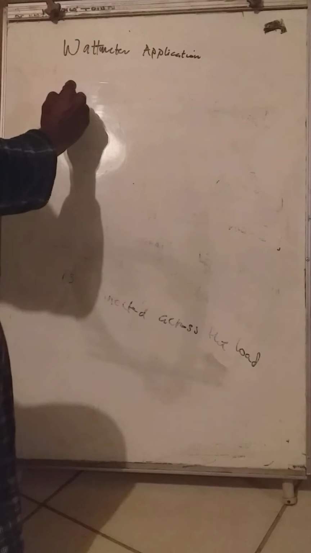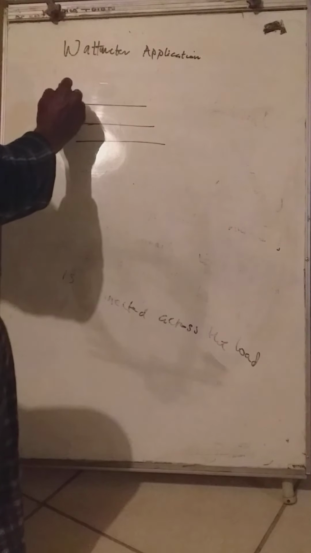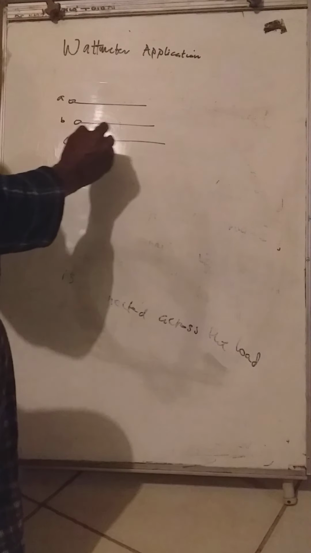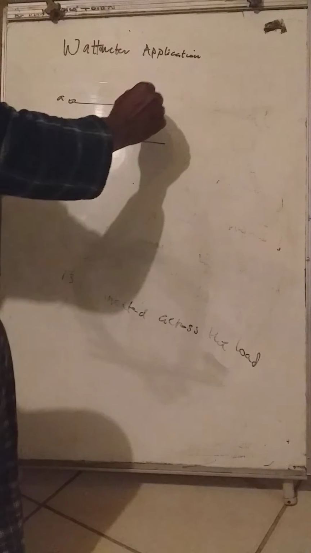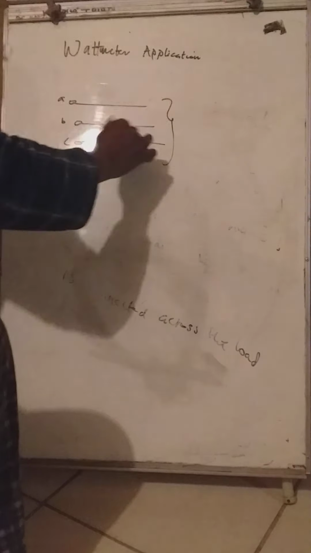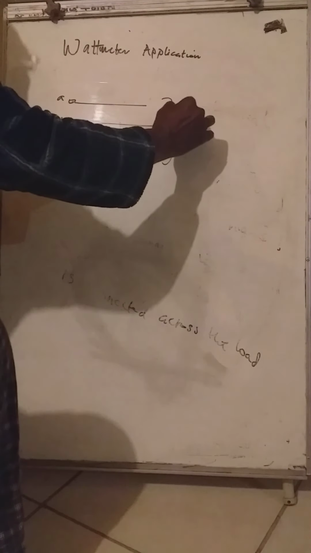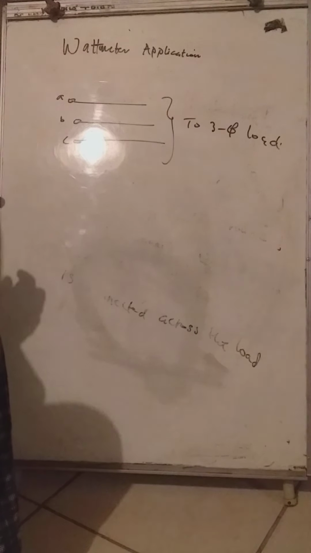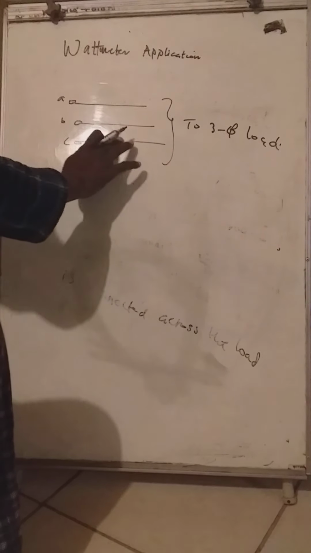Now, let me give you a picture, a diagram. Let us assume we have three different phases, phase A, B and C, that are carrying currents to the load. These are three phases taking currents to a three-phase load. And let us assume we have our wattmeter connected on this particular phase.